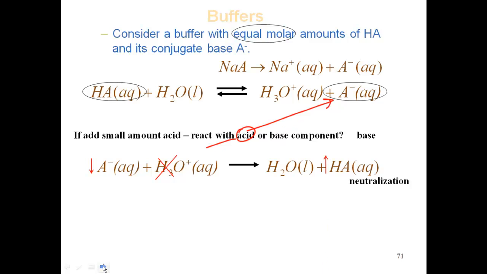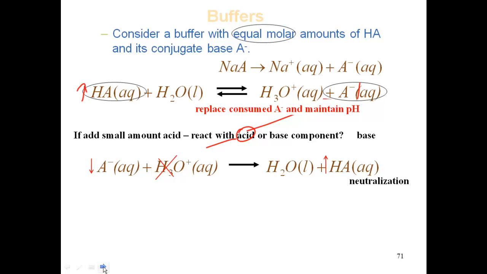Now, how will this affect my equilibrium above? Well, I have some HA being formed, and I have A minus being consumed. Which way is this equilibrium going to have to shift to counteract that additional HA and that reduction of A minus? It's going to have to shift to the right. It's going to shift to the right to consume that additional HA and produce more A minus. In doing that, it replaces that consumed A minus and at the same time maintains the pH at relatively the same amount.